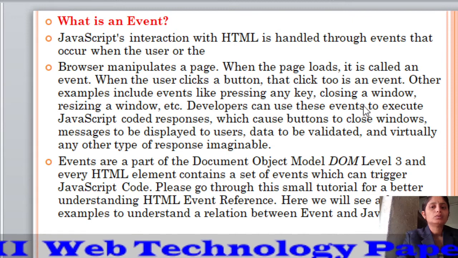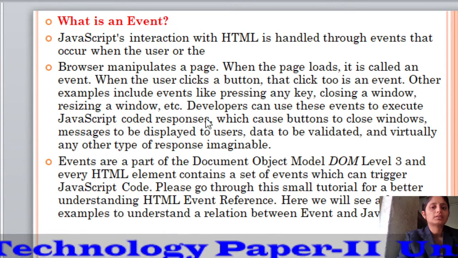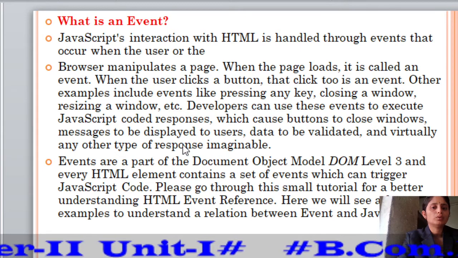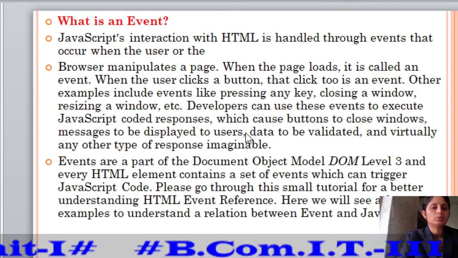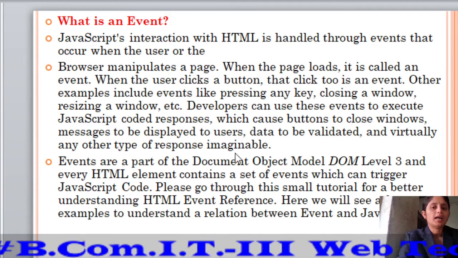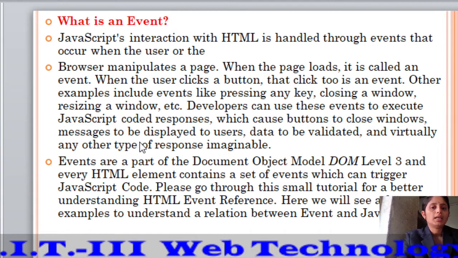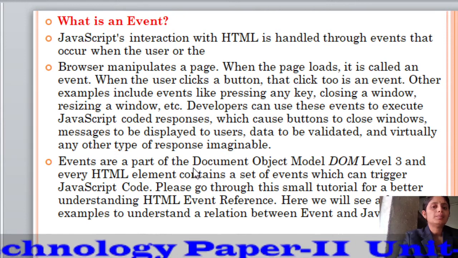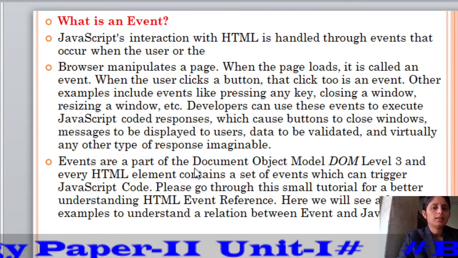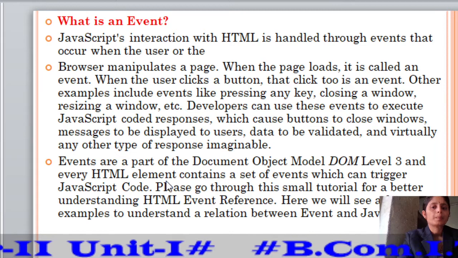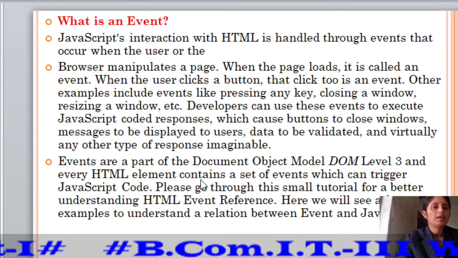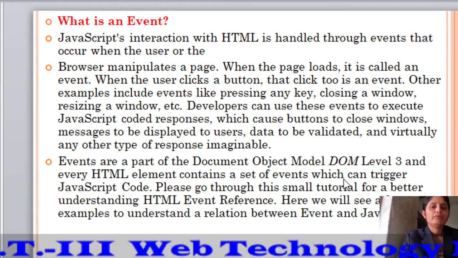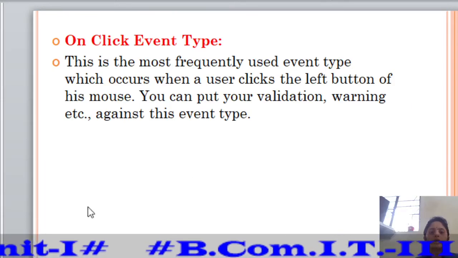Developers can use these events to execute JavaScript coded responses, which cause buttons to close windows, messages to be displayed to the users, data to be validated, and virtually any other type of response imaginable. Events are part of the Document Object Model, that is the DOM level 3, and every HTML element contains a set of events which can trigger JavaScript.